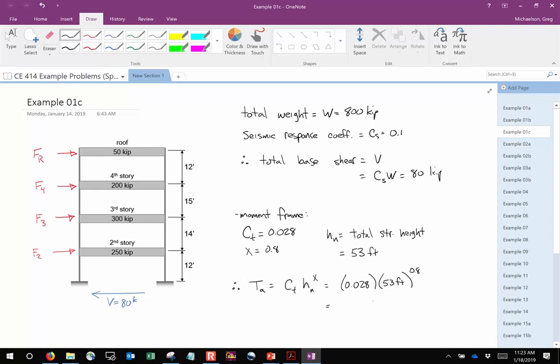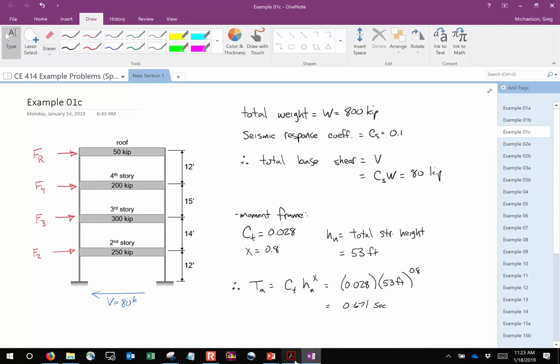No, that's a good question. Heights need to be in feet. There are different constants if you're going with metric and meters. So what does this come out to be? 0.671 seconds. So every time this structure vibrates, that period of vibration is 0.671 seconds.